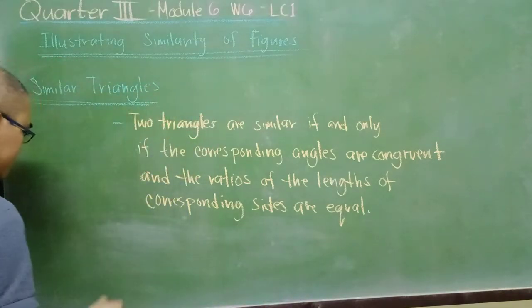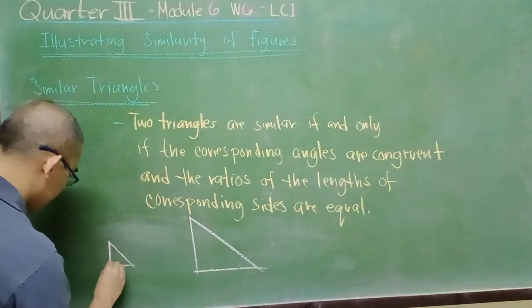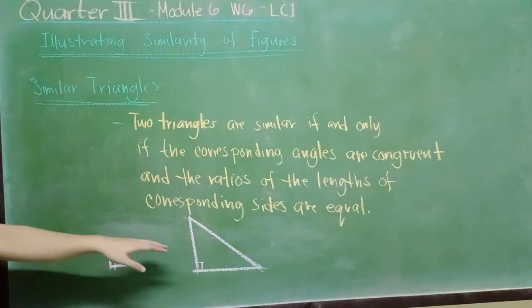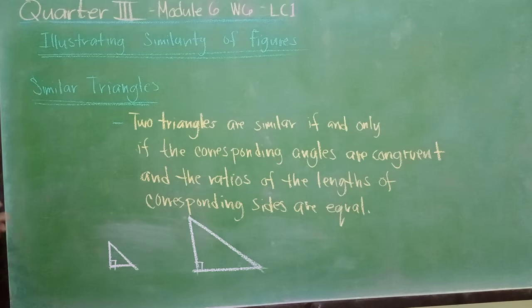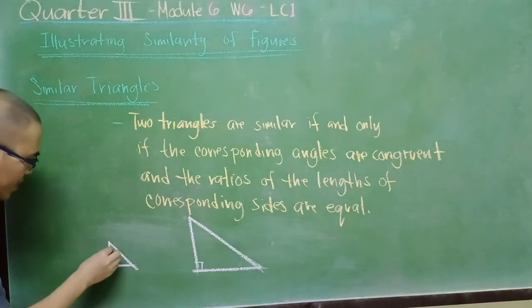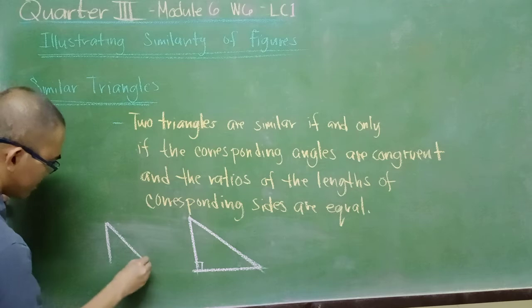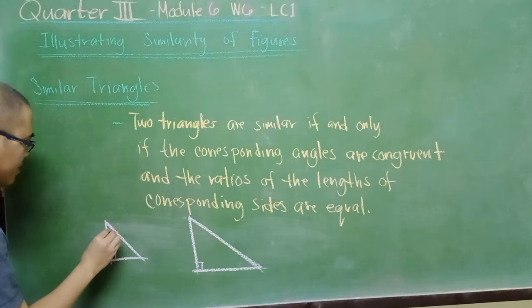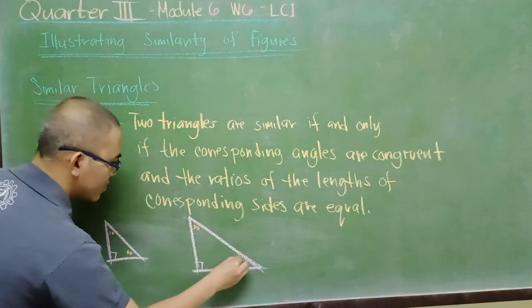Pag sinabing similar, let's say, this is an example of a similar triangle. Magkamukha sila pero hindi necessarily magkaparehas sila ng sukat. So similar lang sila. So halimbawa, sa triangle natin, gawin natin medium size. So let's say this is 90 obviously kasi may right angle ka. This is 30, this is 60, this is also 30, this is also 60.